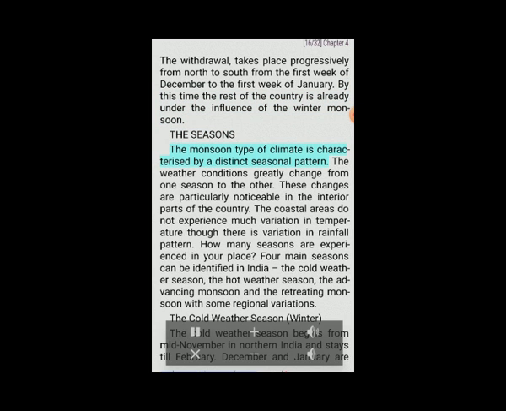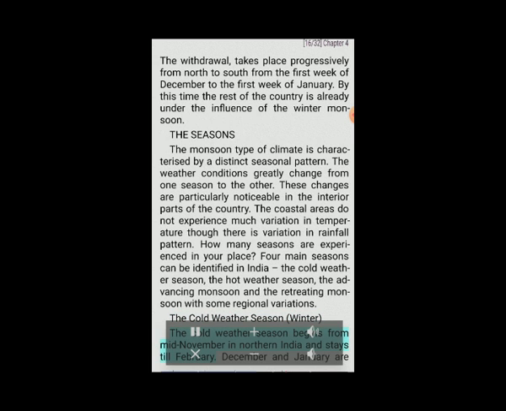The seasons. The monsoon type of climate is characterized by a distinct seasonal pattern. The weather conditions greatly change from one season to the other. These changes are particularly noticeable in the interior parts of the country. The coastal areas do not experience much variation in temperature, though there is variation in rainfall pattern. How many seasons are experienced in your place? Four main seasons can be identified in India: the cold weather season, the hot weather season, the advancing monsoon, and the retreating monsoon, with some regional variations.